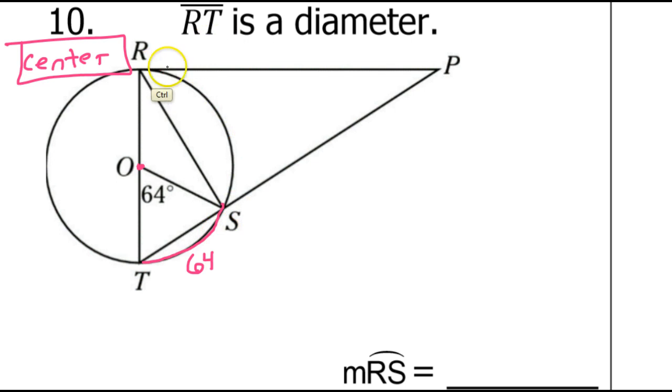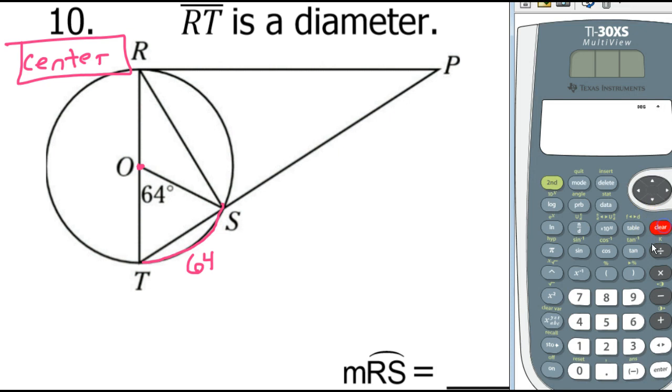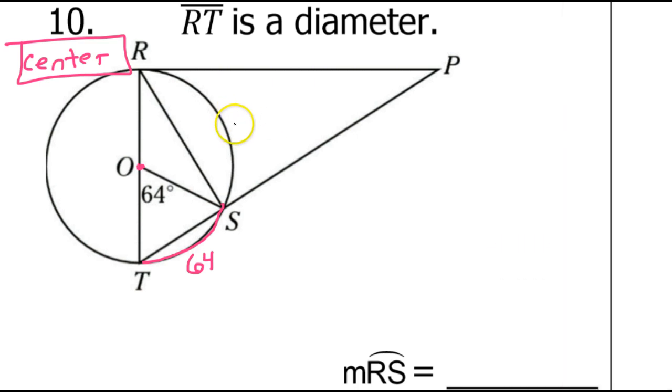Now, the thing we're supposed to find is RS over here. But we're looking at a semicircle. So the entire arc has to add up to 180 degrees. So we should be able to simply subtract from 180. So if I do 180 minus that 64, notice I get 116. So this should be 116.